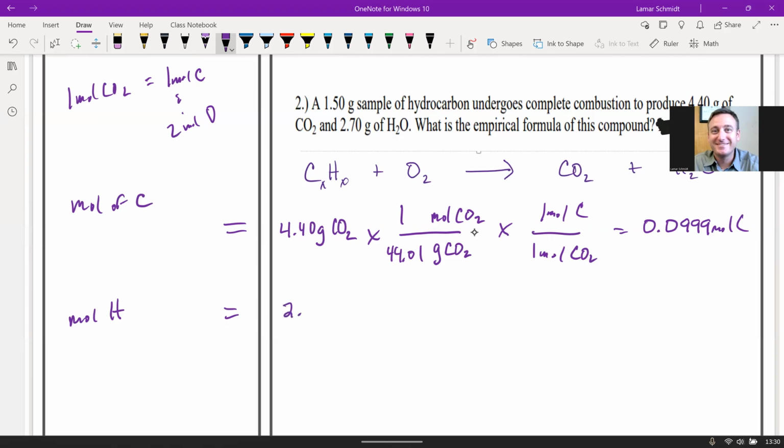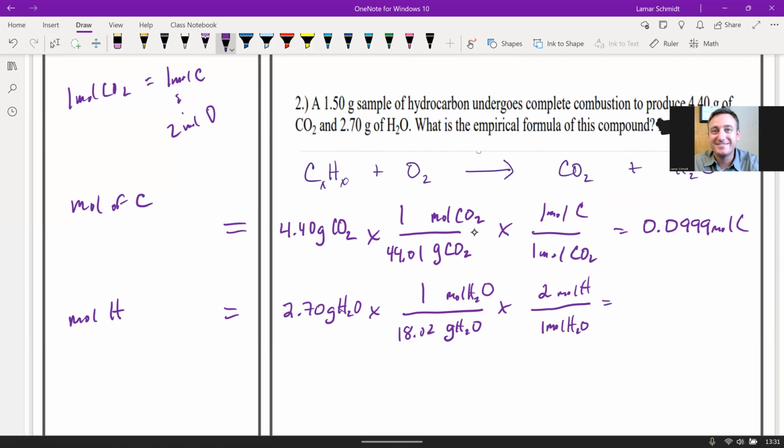So we start with 2.70 grams of water. Then we need to know the molar mass of water. 18.02 grams of water is equal to 1 mole of water. This is the trick: 1 mole of water equals how many moles of hydrogen? 2. Look at that. Y'all might not need to rewatch this video. Y'all are so good.